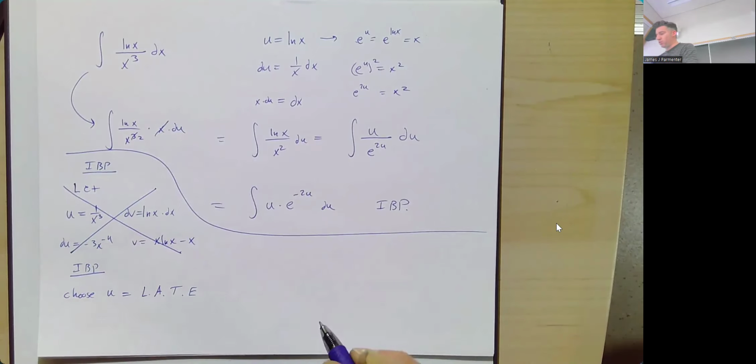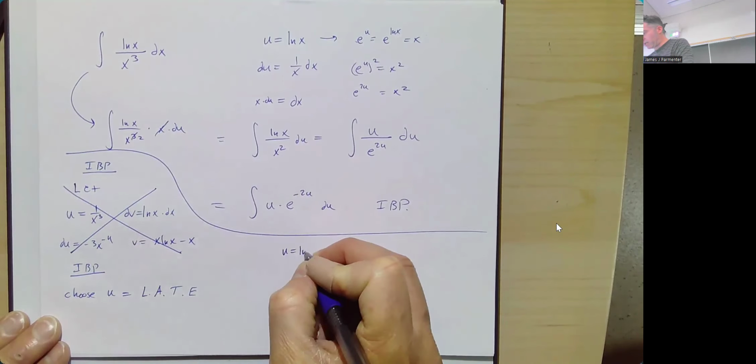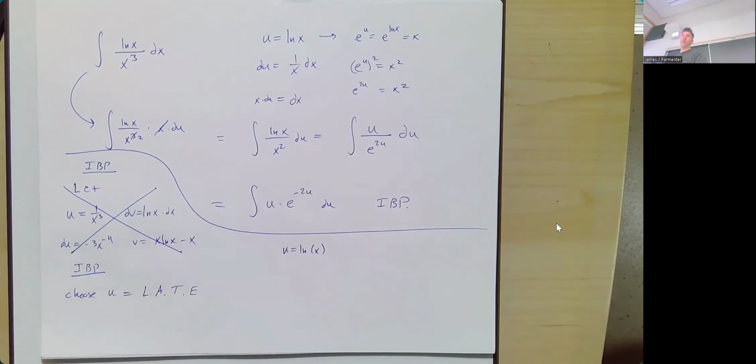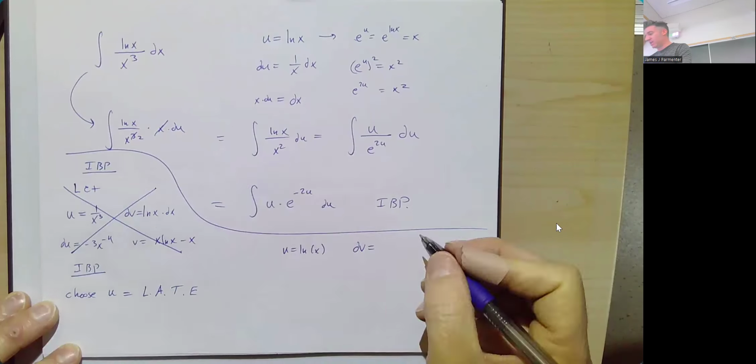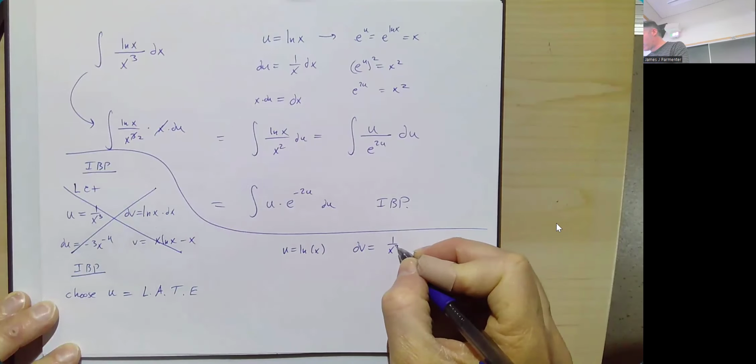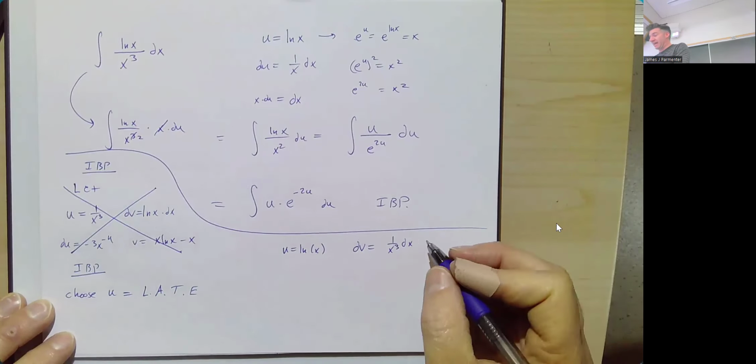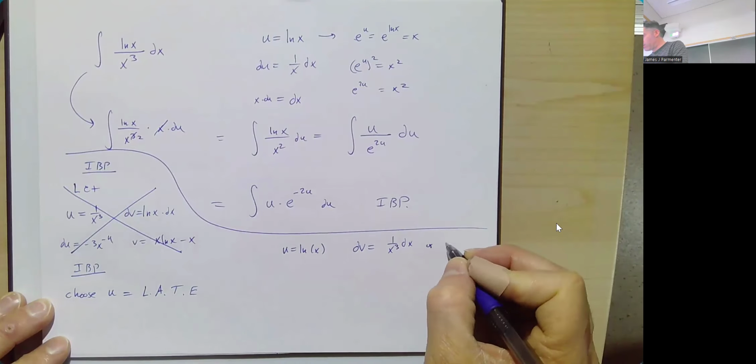So always pick u to be the natural log of x if you're doing integration by parts and you have a natural log of x. And then what's dv going to be? What's dv going to be? Thank you, the rest. Yes, the rest. dv is going to be the rest, which in this case is 1 over x cubed dx, or I would choose to write it as x to the negative third dx.